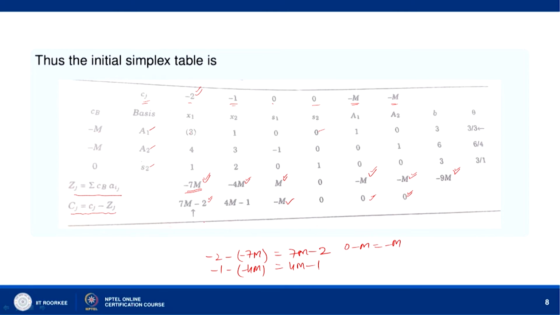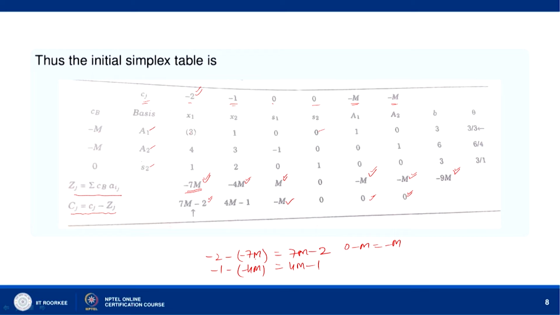Now, let us see. Cj is equal to cj minus Zj. Here it is 7M minus 2, here it is 4M minus 1, here it is minus M. M is a very large quantity. So, we see that Cj is positive in the columns corresponding to x1 and x2, but since M is large, 7M minus 2 is more than 4M minus 1. So, the maximum Cj is 7M minus 2.